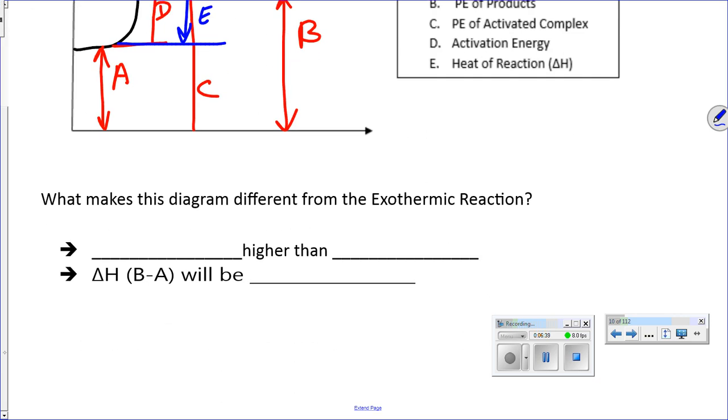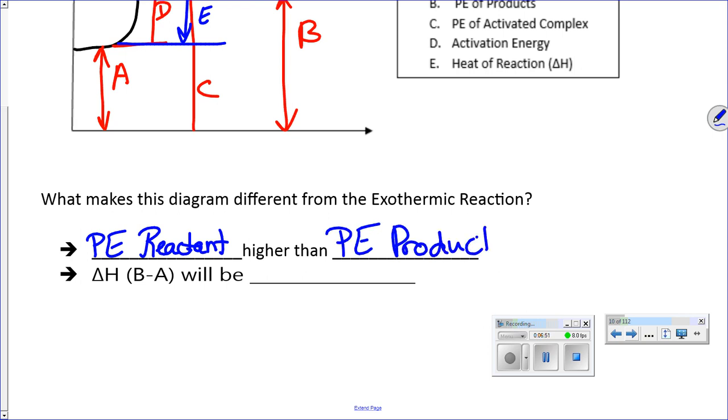So what makes this diagram different from the exothermic reaction is that the potential energy of our reactant is higher than the potential energy of the product. Therefore, when you subtract B minus A, you're going to get a positive number.